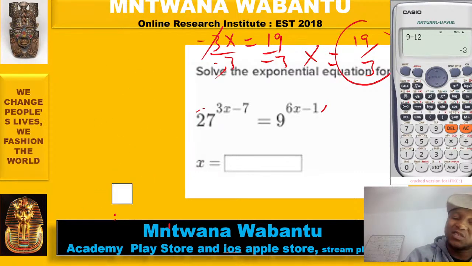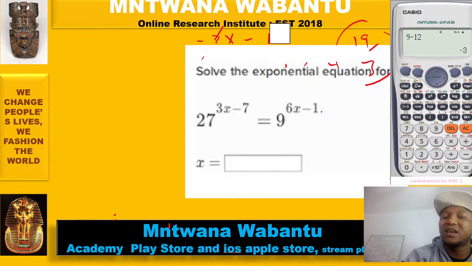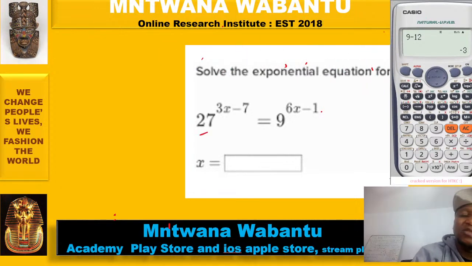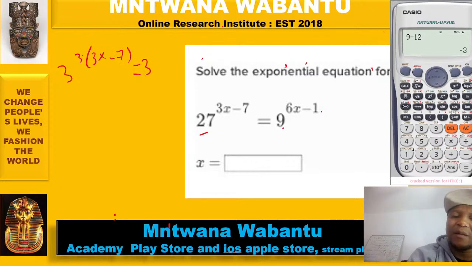Let me do it quicker since you know the steps, right? So change the base so it can become the same base. So what is 27? 27 is 3 to the power of cube. So I'm going to say 27 equals 3 cubed. And then here's going to be 3x minus 7. Equal. 9 is 3 squared. And then I got 6x minus 1. Okay, this and this cancel because there's an equal sign and the bases are the same. Only if there's an equal sign.